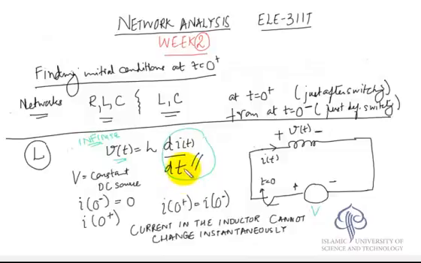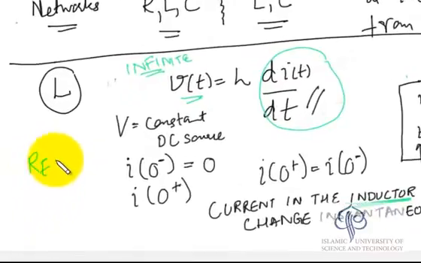Instantaneous means change in zero time. So this dt is 0 and this di is finite because there is some change. So it is some finite quantity divided by 0, which is infinite. And what does it mean? It means that an infinite amount of voltage has to be applied. And basically, inductor is defined as the property of the circuit which resists a change in current.